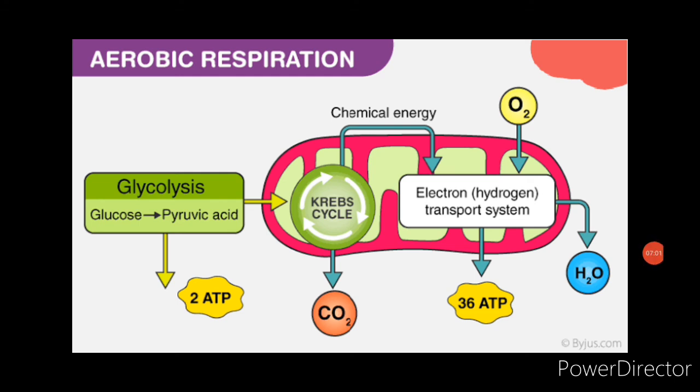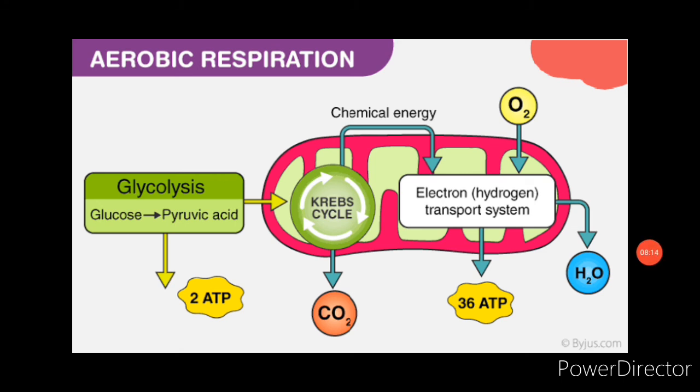This Krebs cycle is also called the tricarboxylic acid cycle, TCA. Why is it called the tricarboxylic acid cycle? Because the conversion of pyruvic acid into carbon dioxide and water takes place in a sequence. Pyruvic acid is converted into various compounds, and at the end the carbon dioxide and water are released. The product obtained is citric acid, and this citric acid consists of 3 carboxylic acid groups, so it is called the tricarboxylic acid cycle.